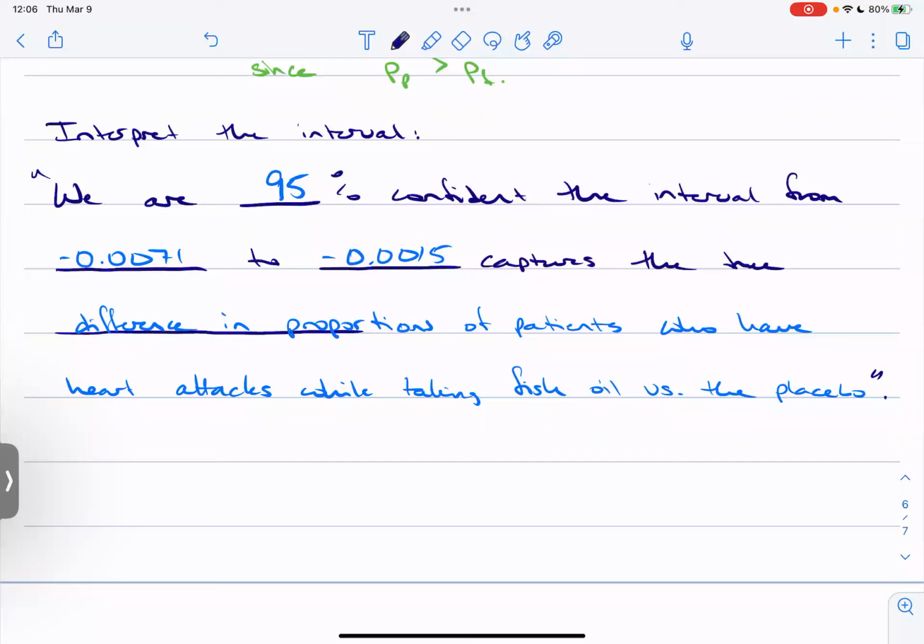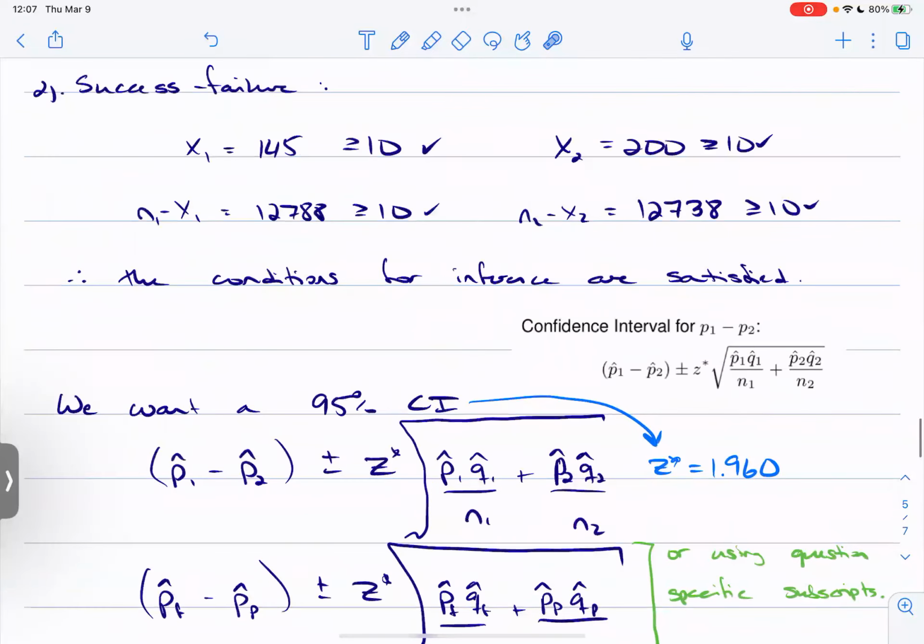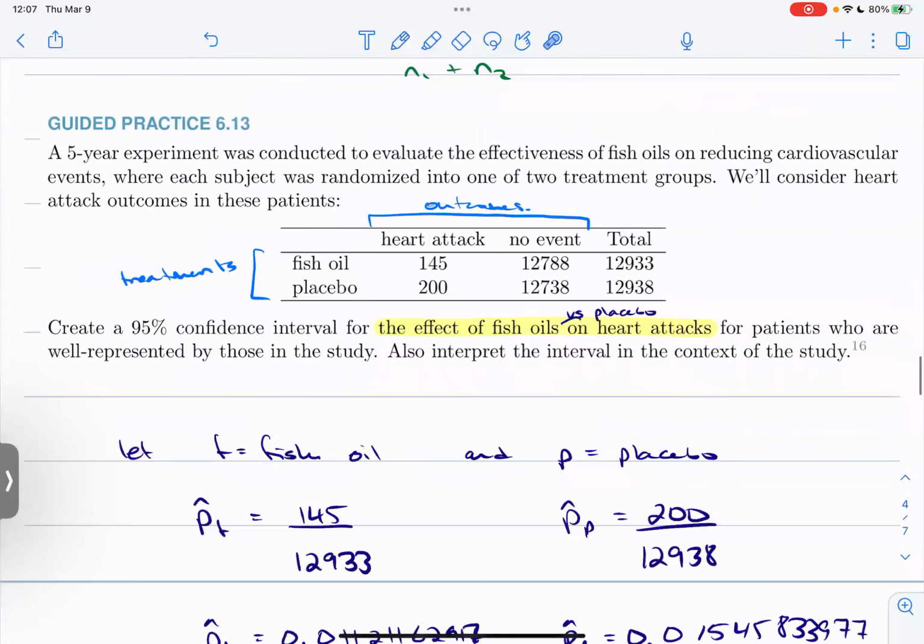That last bit is hard to come up with, especially because the question wasn't worded in a nice way. But on the quiz, I always make it worded in a nice way so that you can just take it and spin it into a conclusion. So here, create a 95% confidence interval for the effect of fish oils, and then I added versus placebo on heart attacks for patients who are well represented by those in the study. I reworded that a little bit in our conclusion, or a lot, actually.